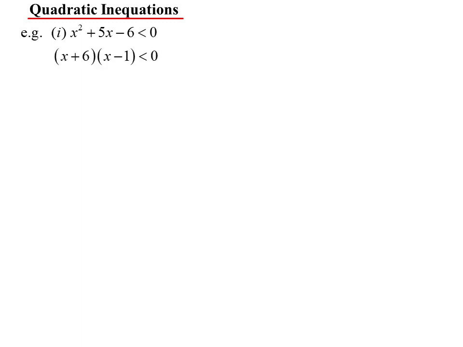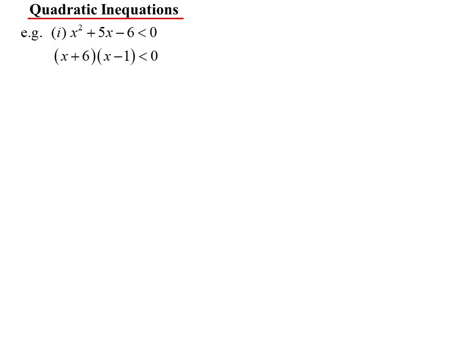See, in an equation I would say, well, either x plus 6 is equal to 0 or x minus 1 is equal to 0. But I can't use that same idea here. I can't say either x plus 6 is less than 0 or x minus 1 is less than 0, because what happens if they're both less than 0? You wouldn't get a negative number, you'd get a positive number.